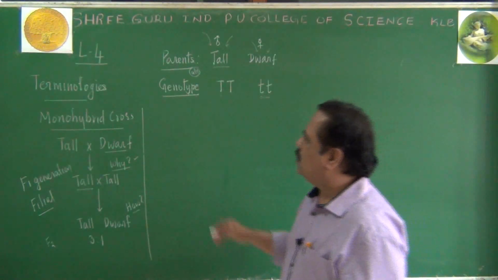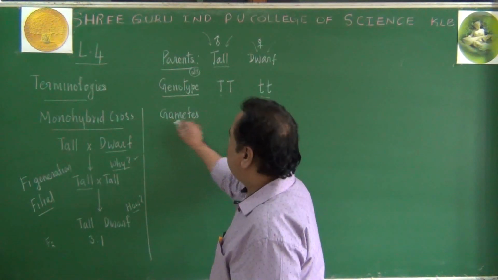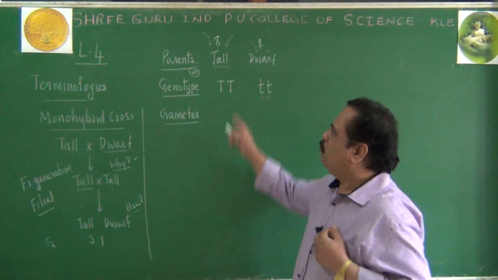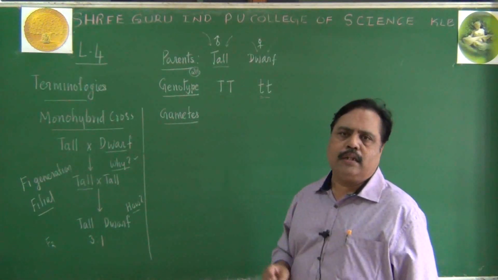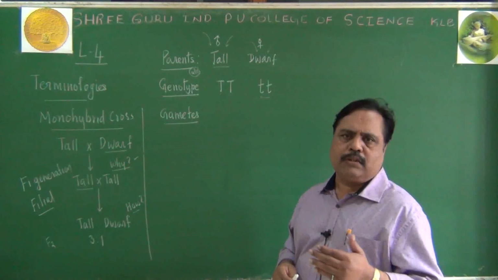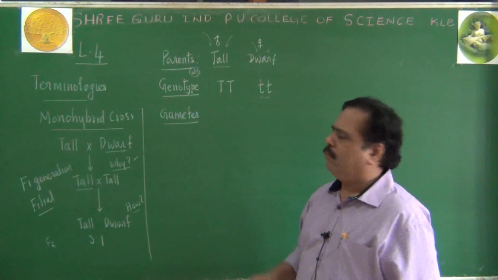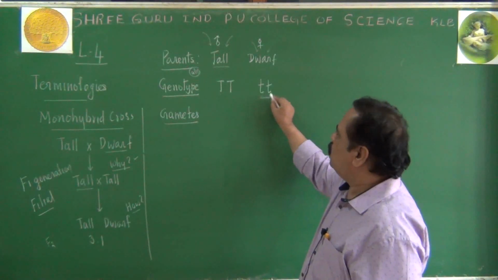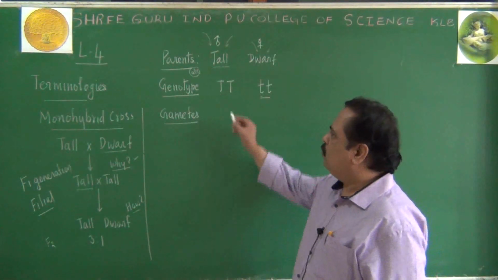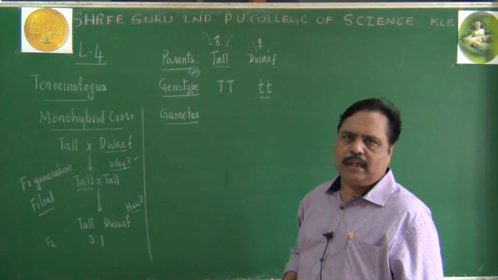Let us come to the third step in this experiment, that is regarding gametes. What are the gametes produced by these individuals? Gamete means the male parent will produce antherozoids, is it not? If at all it is a plant. In animals they will produce sperms. So here antherozoids are produced by the male parent. And the egg, or ovum, will be produced by the female. Now remember, antherozoids are produced in the pollen grain. You may recall that point.